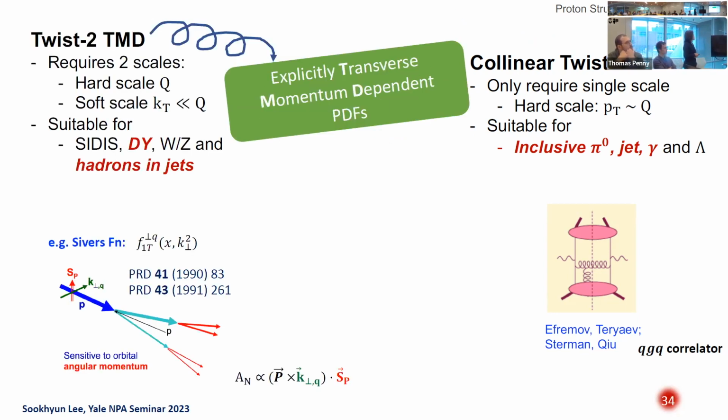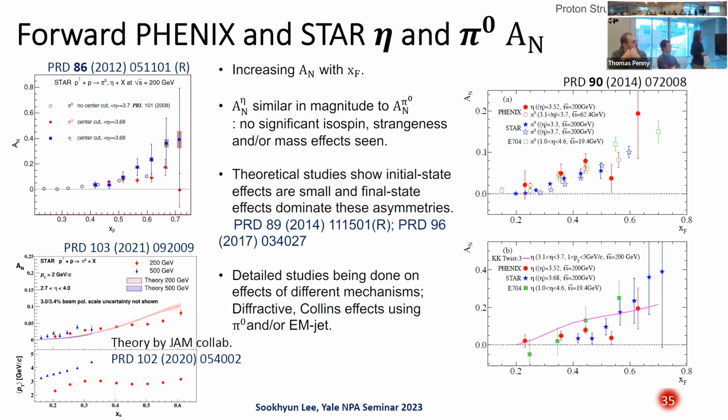In the second approach, you have a twist-2 TMD approach. You're explicitly introducing a transverse momentum component in your PDF. So in this case, you would need two scales. One example is the Sivers function. The Sivers function can account for the asymmetries coming from the spin of the nucleon and the momentum of the parton, the intrinsic partonic motion. So those are the two approaches. I will go over a few experimental measurements that could be explained or explored by the two approaches. Forward means going closer to the beam direction.